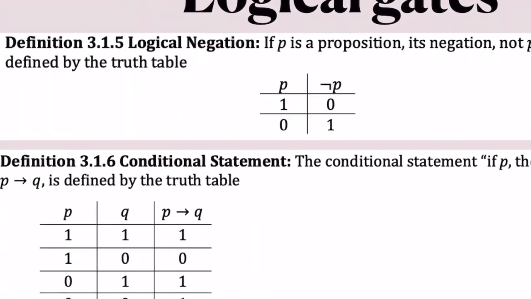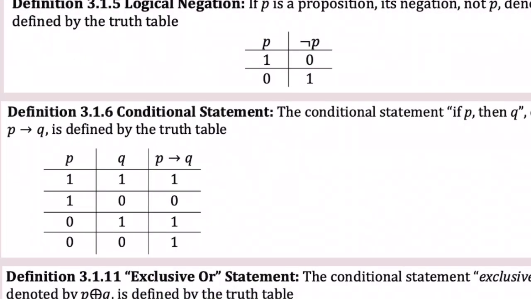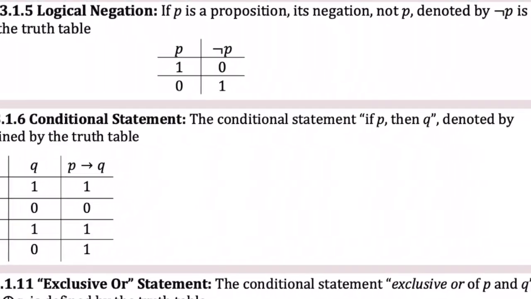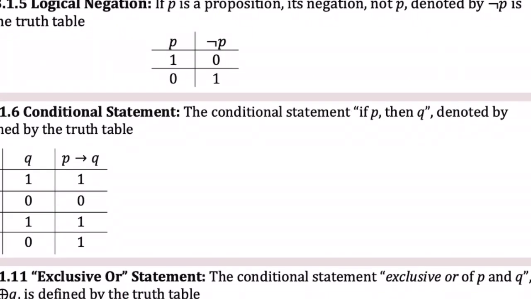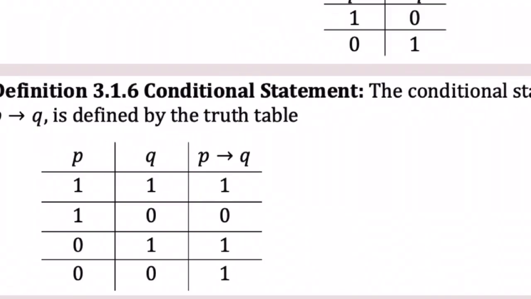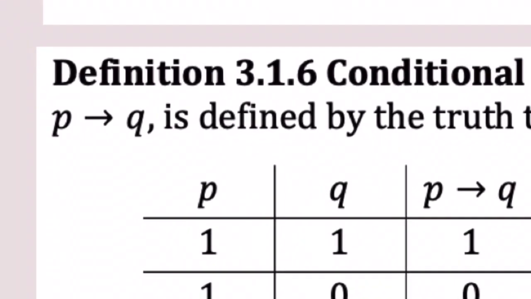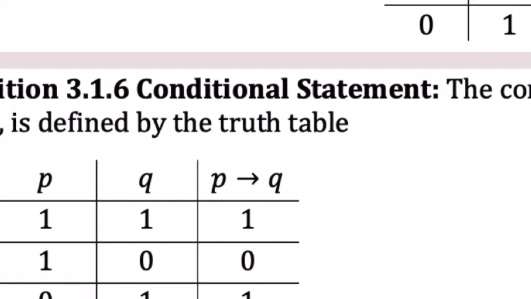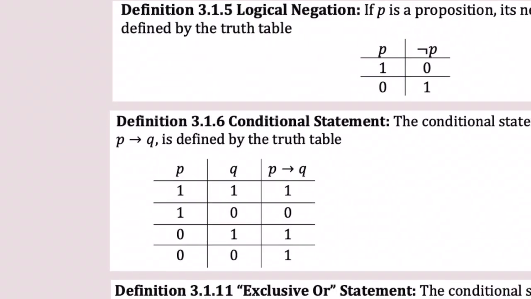So that's negation. And then we have conditional statements. What conditional statements mean is: if P, then Q, denoted by this right here, as you can see. And they put it in a truth table, as you can see, where P implies Q. So you just switched positions.